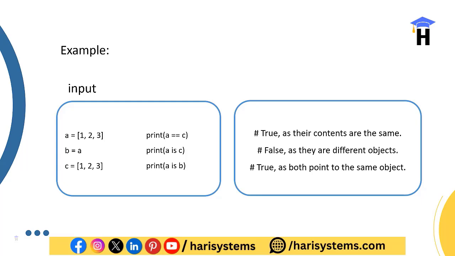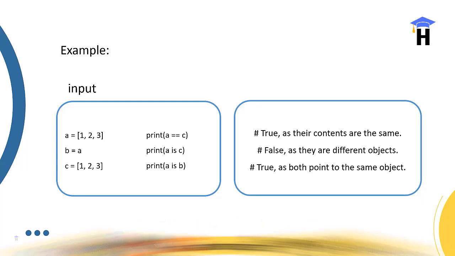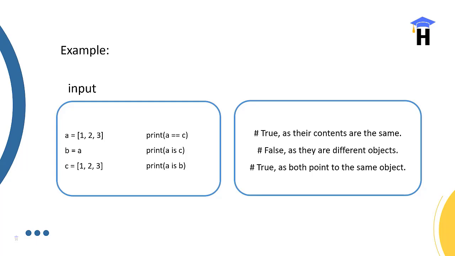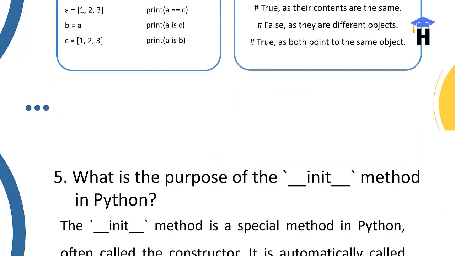Check here: a equal to c, and b equal to a, is c, and c equal to [1, 2, 3], print a is b. The values are true when their contents are the same, false when they are different objects, and true when both point to the same object. So understand how it is going to be the answer.